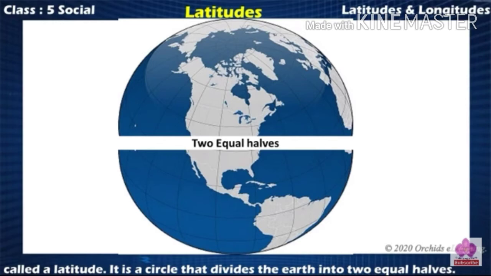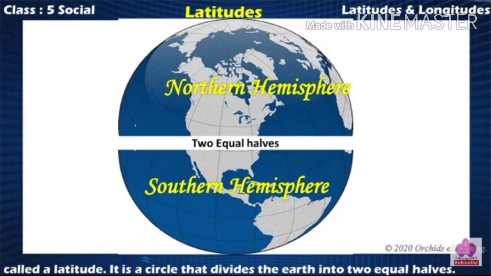The Arctic Circle lies at 66.5 degrees north of the equator. The Antarctic Circle lies at 66.5 degrees south of the equator. The North Pole lies at 90 degrees north of the equator. The South Pole lies at 90 degrees south of the equator. Which is the biggest latitude? Equator. The equator divides the earth into two equal parts, the northern hemisphere and the southern hemisphere.